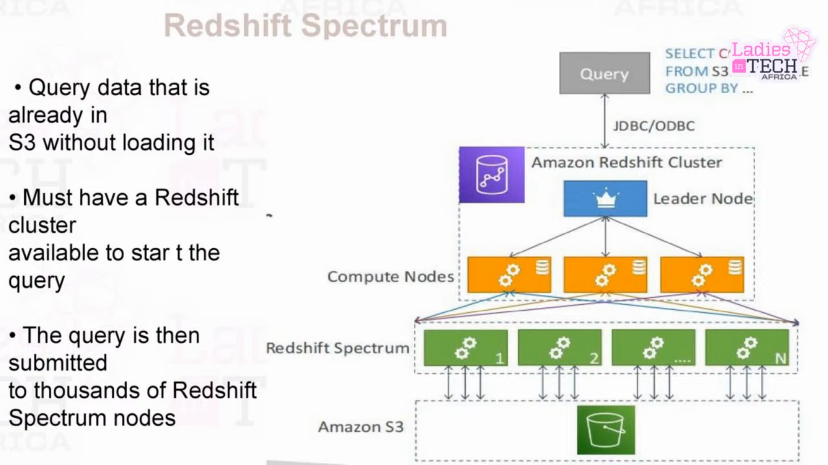So the query is then submitted to thousands of Amazon Redshift Spectrum nodes. The more queries that are coming, the more Redshift Spectrum nodes get added. You can see n, anytime you see n, just know it goes on. From 1, 2, 3, 4, 5, 6, 7, 8, 9, 10, so you get to infinity. As long as you continue making queries, there is no level at which you suddenly run out of compute nodes. No. The compute nodes just continue expanding.